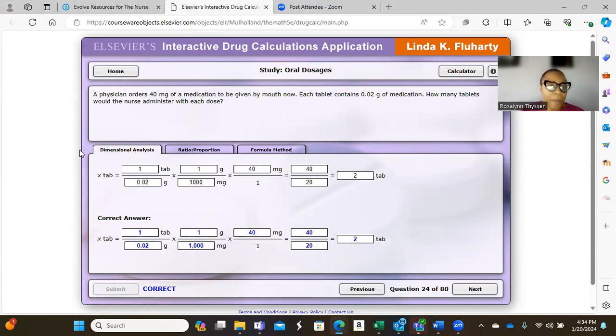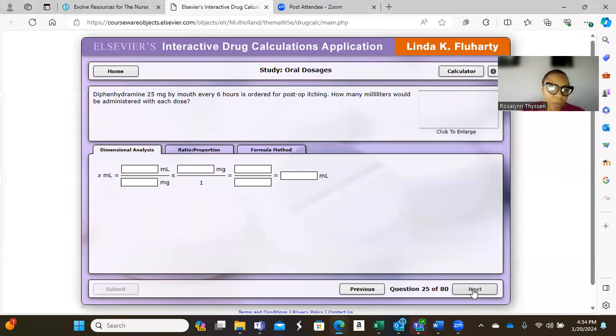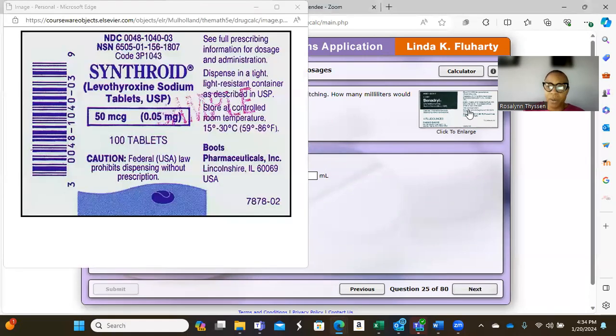Woo! All right. Let me find one with meds. It's still the same. Oh, here we go. Right here. So we've got diphenhydramine, 25 milligrams by mouth. How many mils would be administered with each dose? What am I looking for? Milliliters, right? Because I'm looking for milliliters, that's what I start off with. So what do I know about mils?